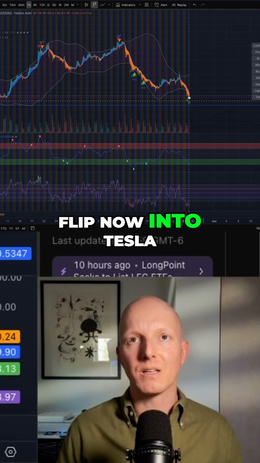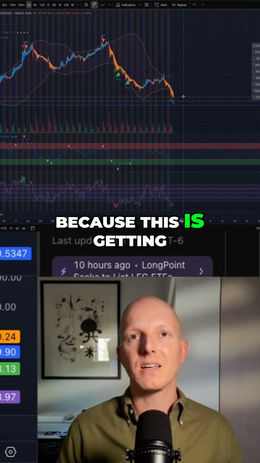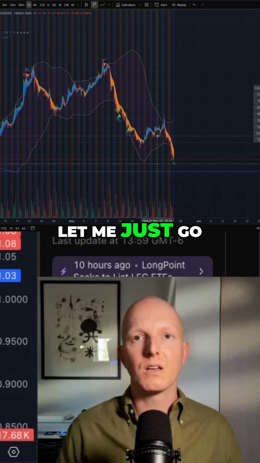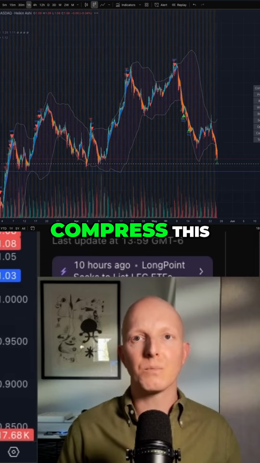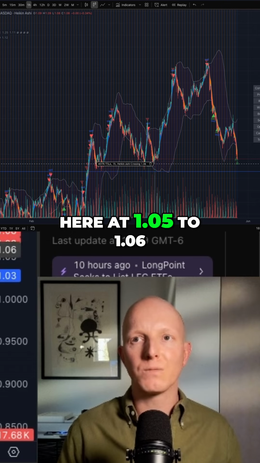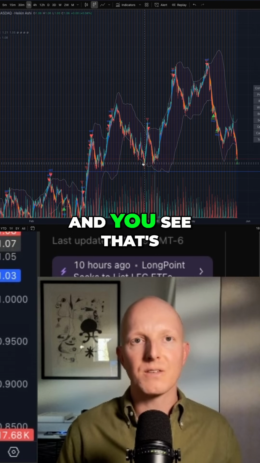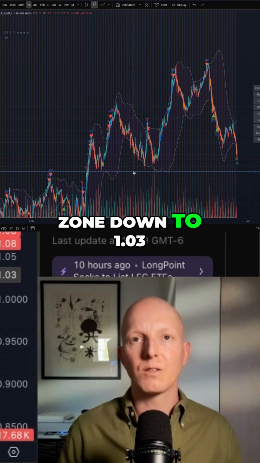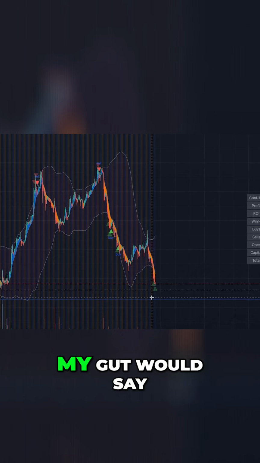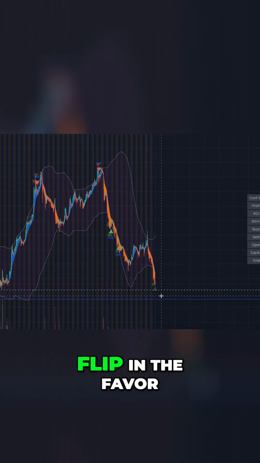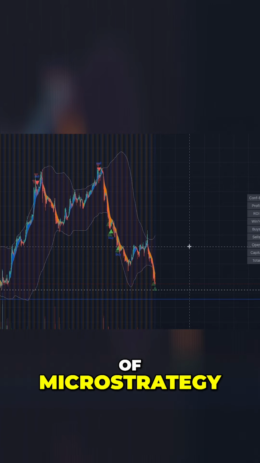and flip now into Tesla, because this is getting into levels where we find historic support. So let me just go full screen here. And if we really compress this, I have an alert here at 1.05 to 1.06, and you see that's been a lot of historic support in this zone down to 1.03. So my gut would say that sometime next week, this trend will meaningfully flip in the favor of MicroStrategy.